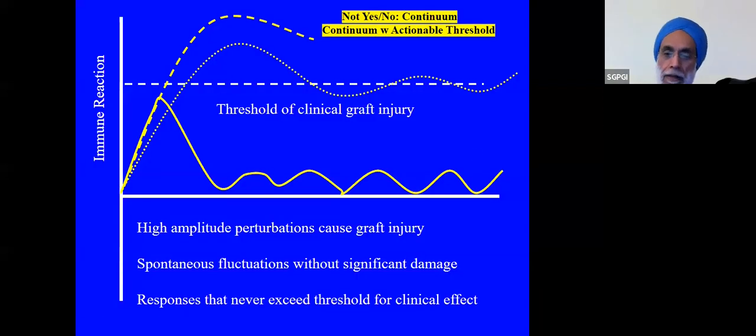So this is to show the dynamic nature of the rejection process. If you plot the immune reaction like this on the y-axis and follow it with time, you have to recognize rejection is not yes or no, it's a continuum. So what you have to do is define what is the clinically actionable threshold. So if you put that threshold here along this line, some people will go above the threshold and will not come down till you treat it. Some people will just go a little above and they can even recover spontaneously. And there's a lot of fluctuation below the threshold, which you can diagnose with protocol biopsies.